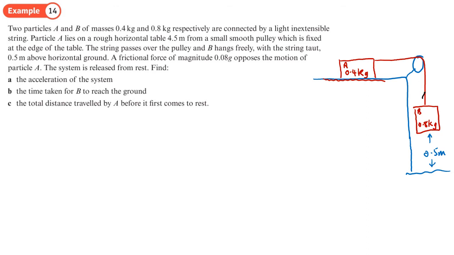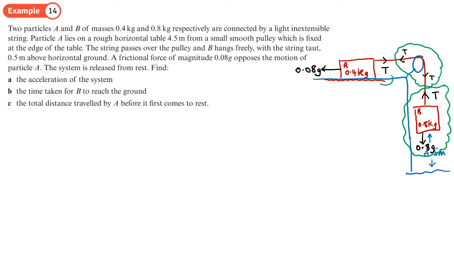We'll put in the forces, so we've got tension there, we've got tension here. Since this is rough, there's going to be some sort of frictional force. It says the frictional force of magnitude 0.08 g opposes the motion of A. So this is 0.08 g here. And then we need to put on here the weight of mass B, which would be 0.8 g. Now I'll put these on as well, just in case we need to find anything out about the force the string exerts on the pulley. This will be an equation of motion here, and this will be an equation of motion here. Mass A is accelerating towards the right on my diagram, and mass B will be accelerating downward.